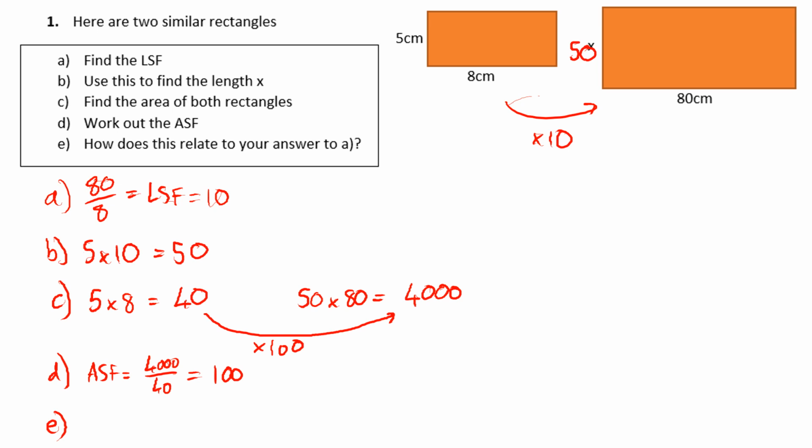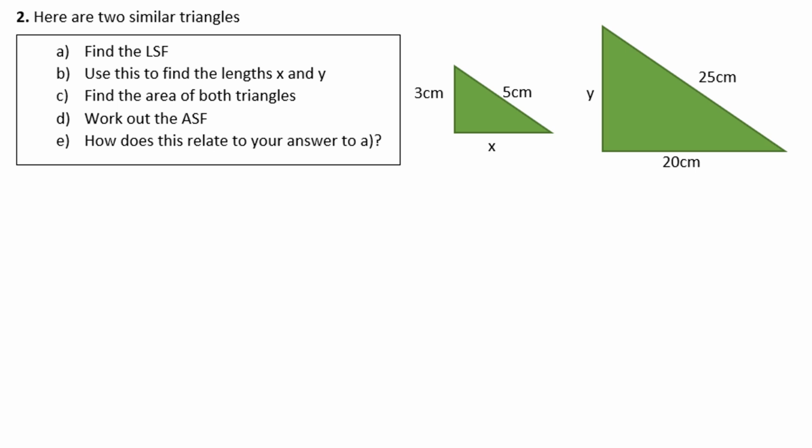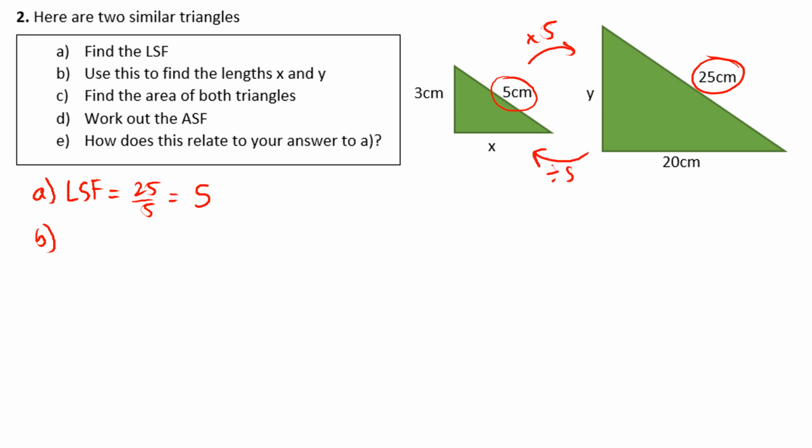Let's have a look at another example. LSF for this question. So we're going from 5 to 25. So our LSF would be 25 over 5, which is 5. Lengths of x and y. So we need to times by 5 to go to the bigger triangle and divide by 5 to go to the smaller triangle. So x is 20 divided by 5, which is 4, and y is 3 times 5, which is 15. So we've got 4 here and a 15 here.